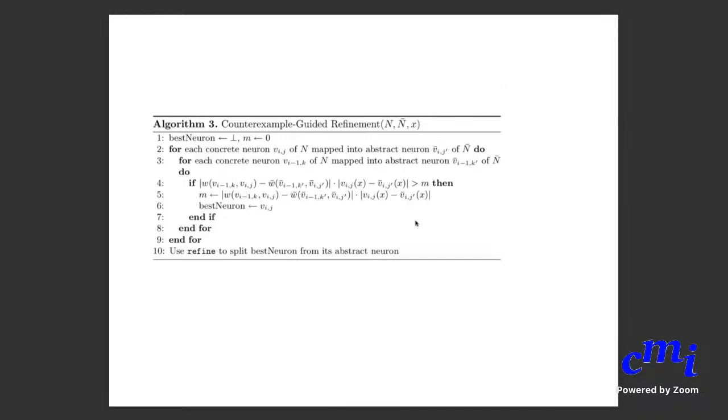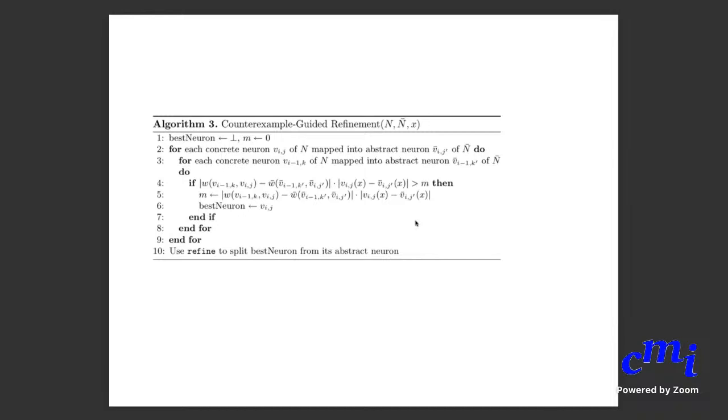So here the splitting is guided. What does splitting mean? You get a counterexample. You check if the counterexample is not real, so then it is called a spurious counterexample. You have to use that information somehow to select, for each abstract node. Each abstract node consists of a merge of potentially four different nodes in your original network that have the same attribute.